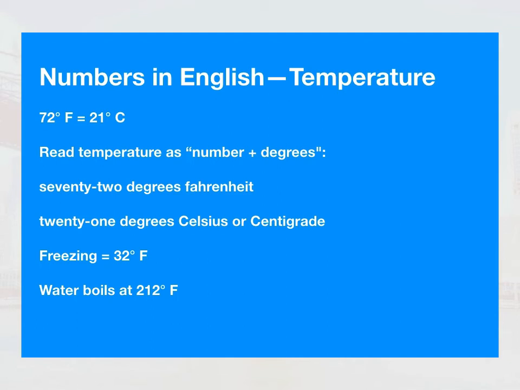Talking about temperature, 72 degrees Fahrenheit equals 21 degrees Celsius. We read temperature as number plus degrees. 72 degrees Fahrenheit, 21 degrees Celsius or centigrade. Freezing is 32 degrees Fahrenheit, that would be 0 Celsius, and water boils at 212 degrees Fahrenheit, which would of course be 100 degrees.